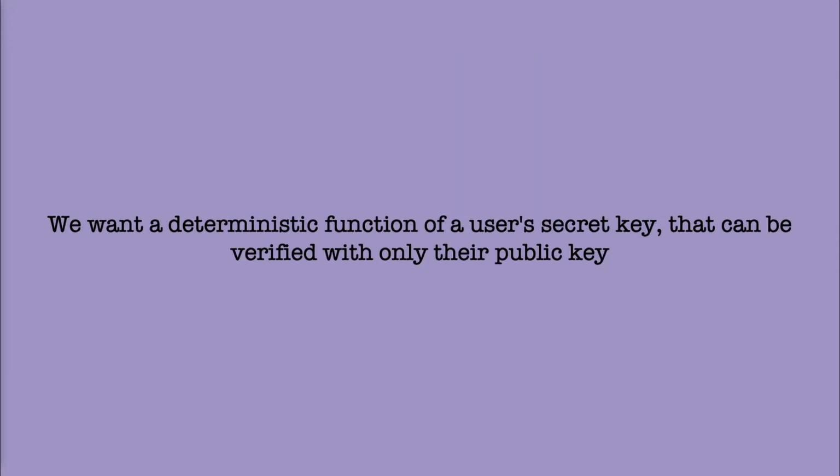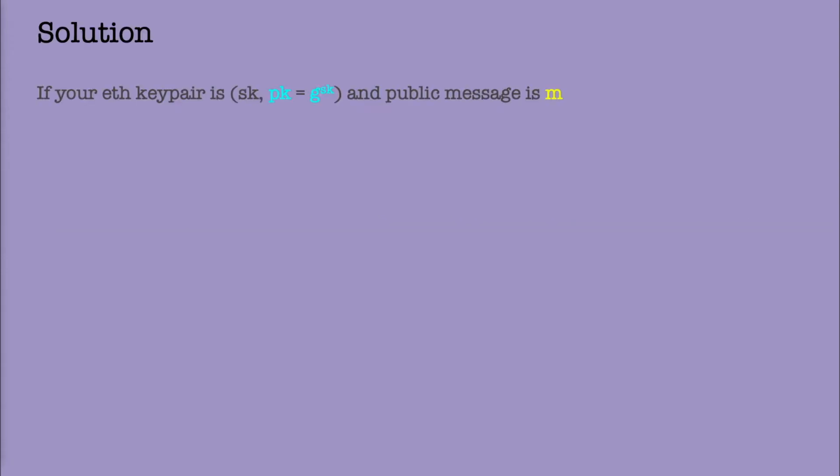So with this information, we can formalize the definition of what exactly a ZK nullifier is. And that is a deterministic function of a user's secret key that can be verified with only the public key. And specifically, this value should keep the user completely anonymous. So what exactly is our scheme? And how exactly do we prove it?